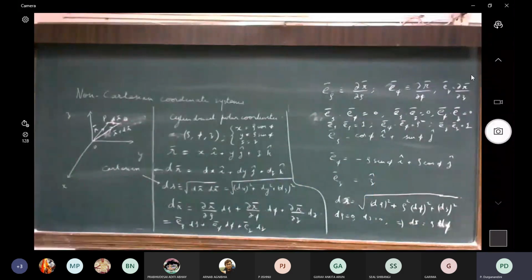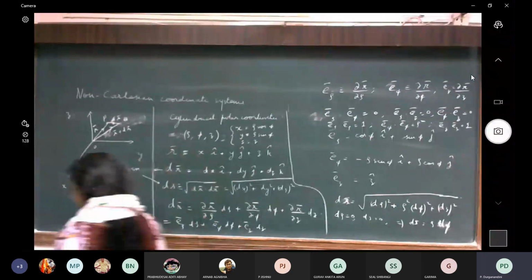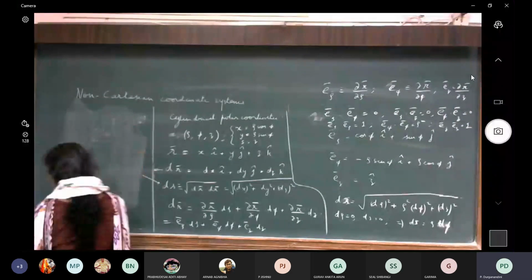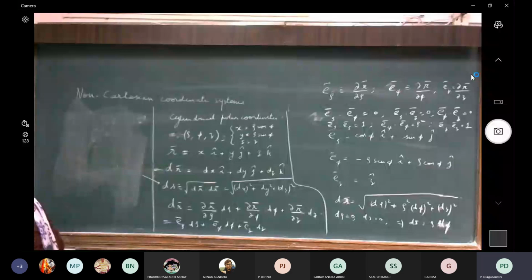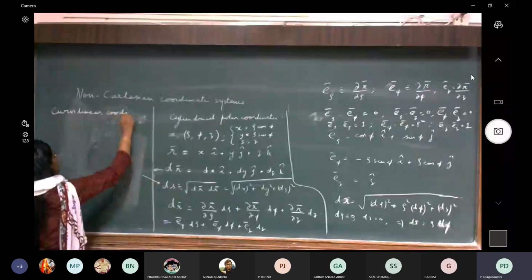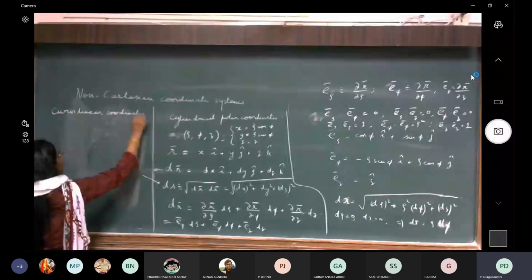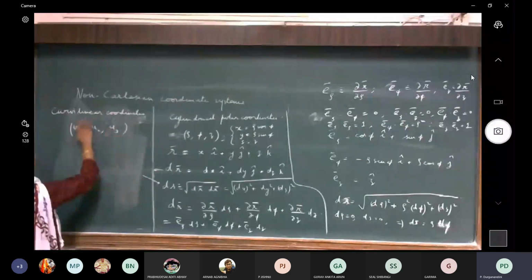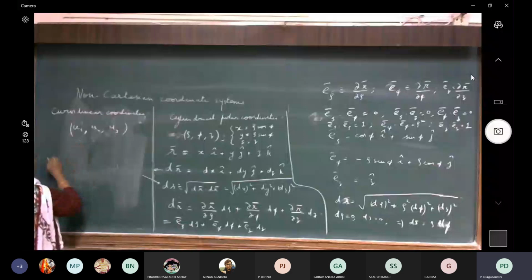So yesterday I gave you a more general version of this, and that's where I stopped yesterday. I said that if you take a general curvilinear coordinate system, and let's say that I call these coordinates u1, u2, u3, then I can write my dr.